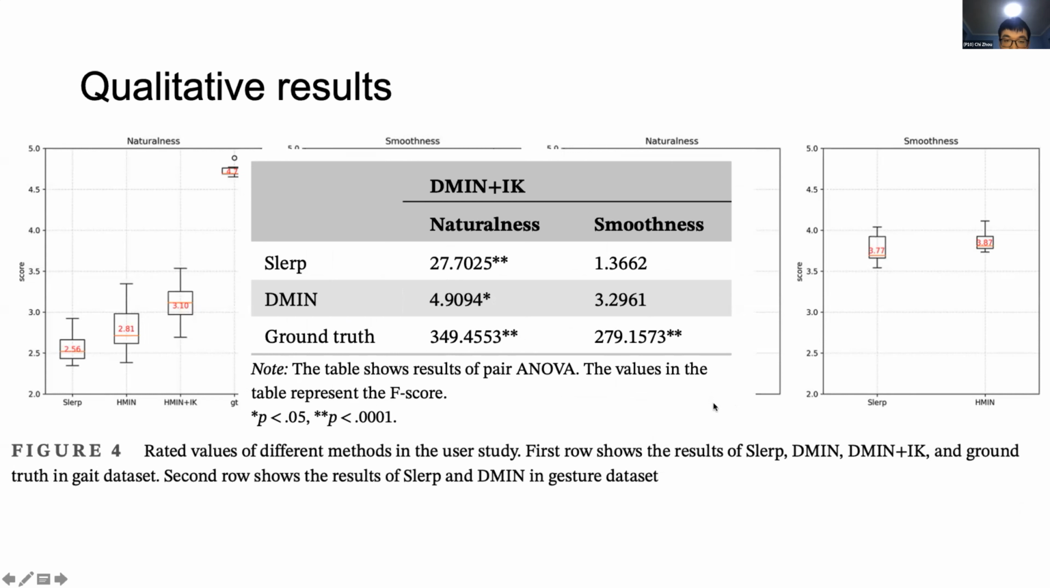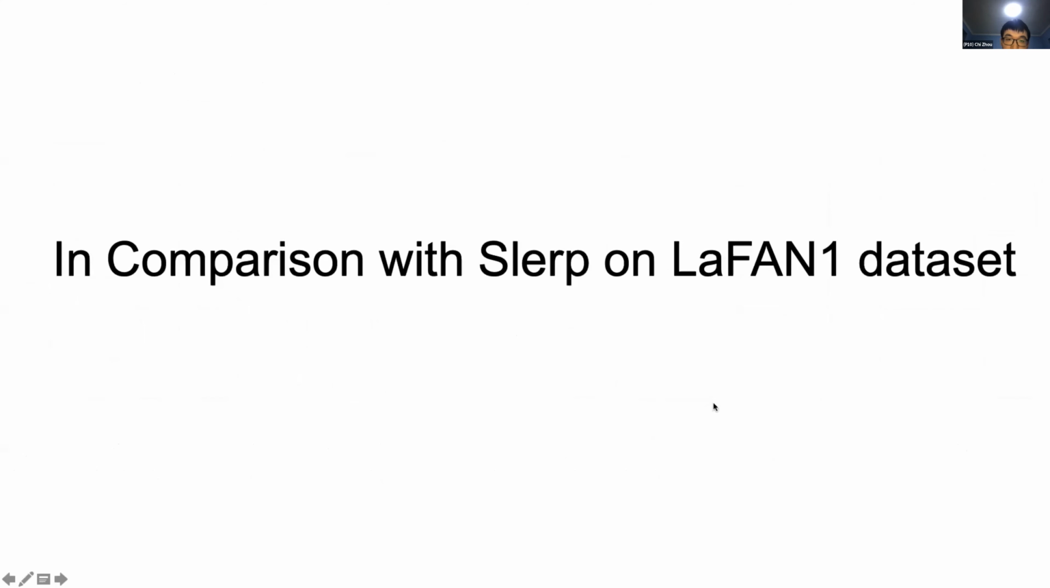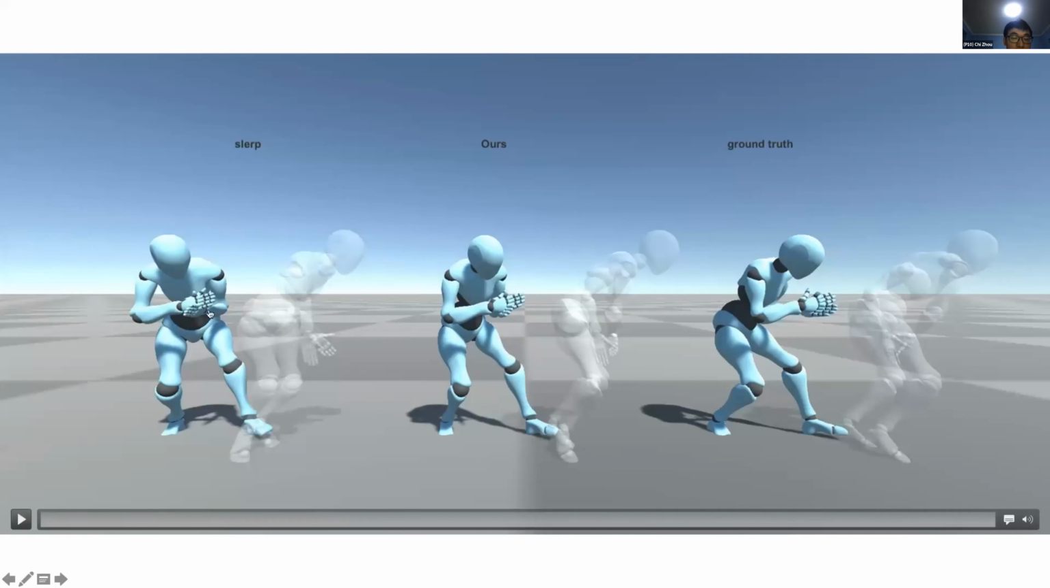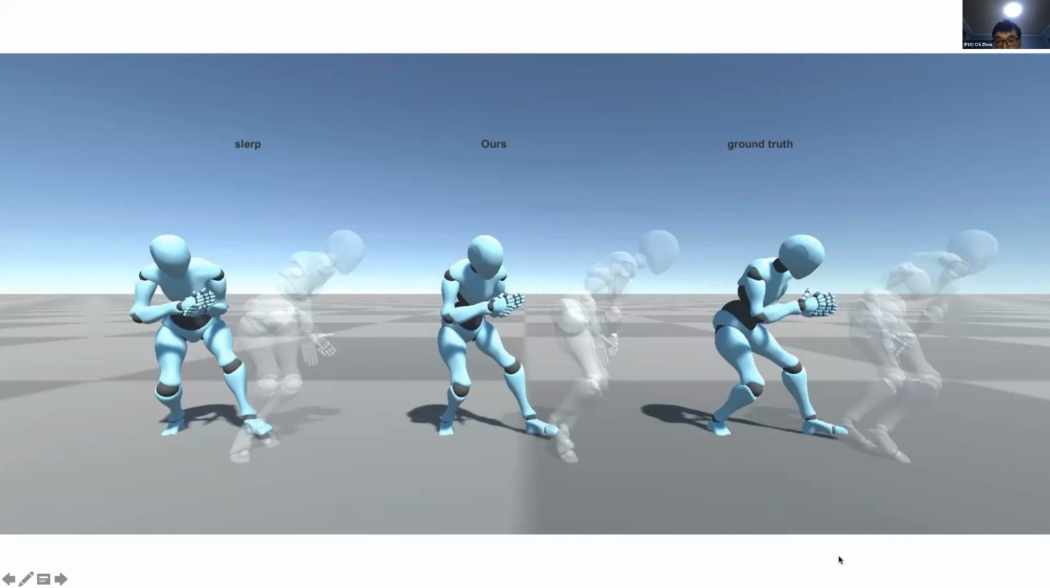So I'd like to show some video compared with slerp on the data set. And the left is interpolated with slerp, and the middle is interpolated using our network, and the right is the ground truth.